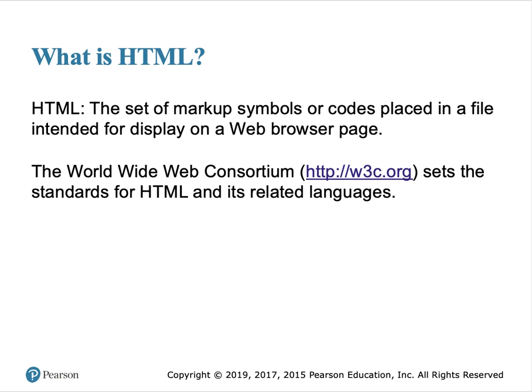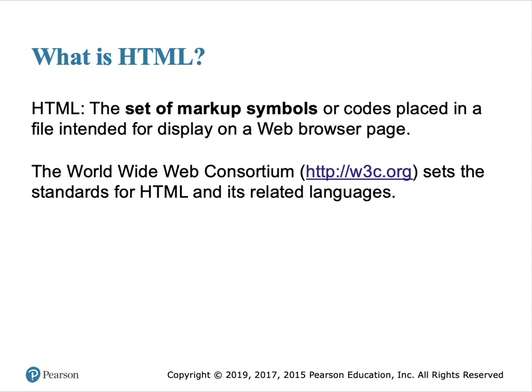HTML is a set of markup symbols or code placed in a file intended for display on a web browser page. The World Wide Web Consortium sets the standards for HTML and its related languages. Let's break this definition down a little. It says it is a set of markup symbols. This is important. HTML is not programming. It is marking up text or content to identify it.